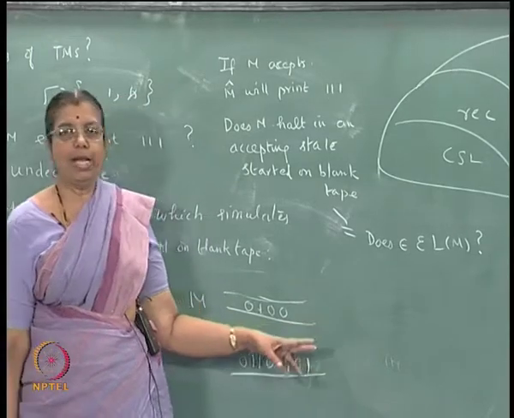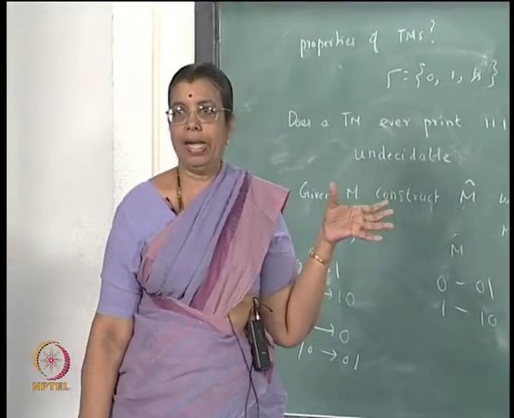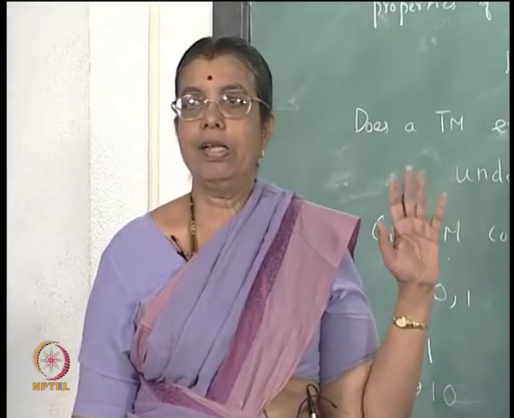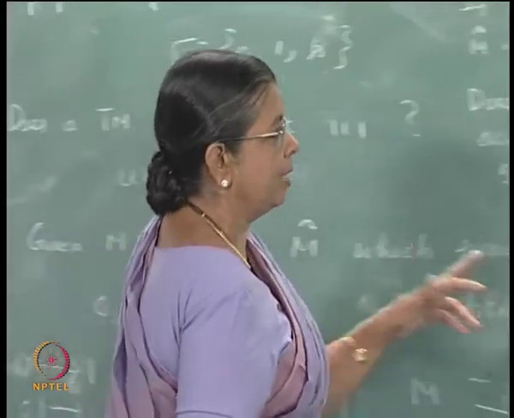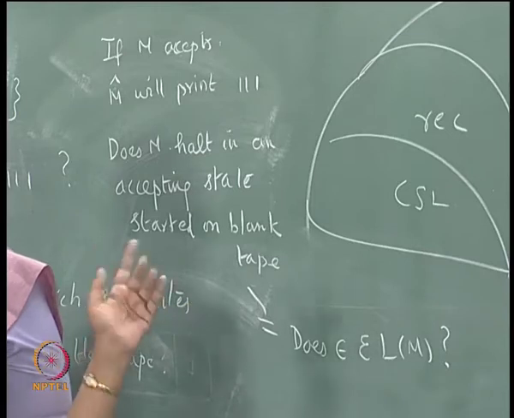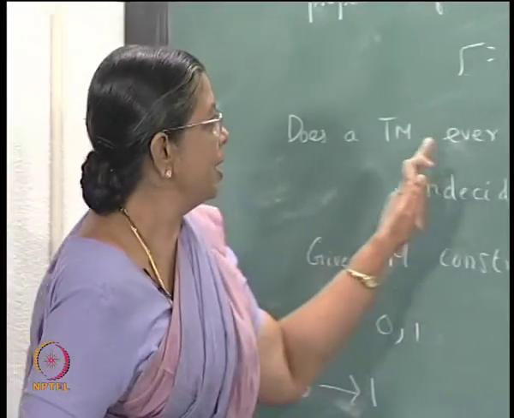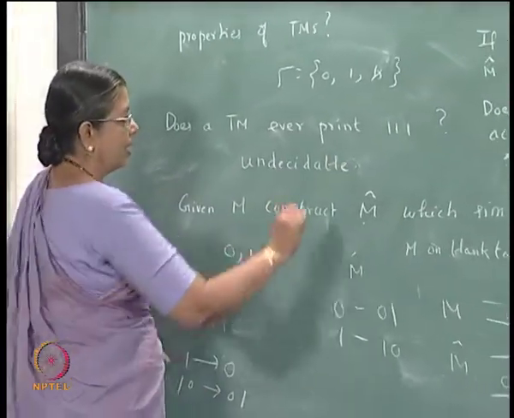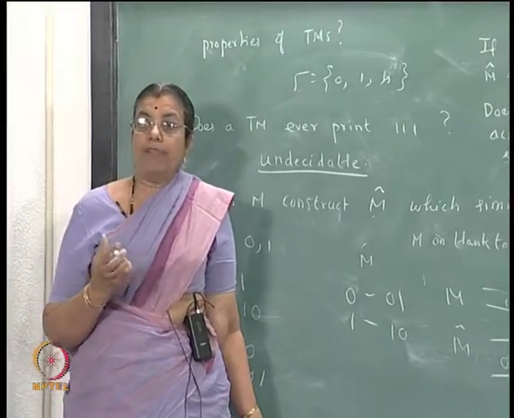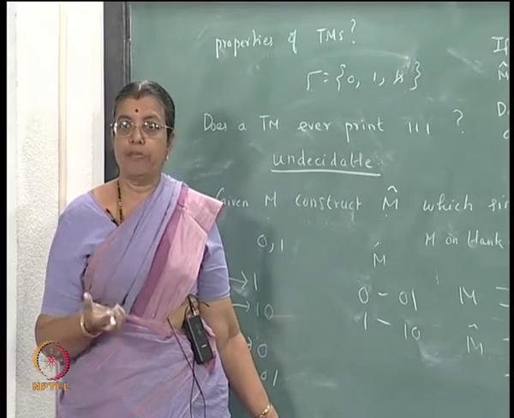Now, if you assume that the problem whether the Turing machine will print 3 ones at any time is decidable, then you come to the conclusion that does epsilon belong to L of M is decidable, but that is an undecidable problem. So, does a Turing machine ever print 3 ones? This is undecidable. Now, this is a property of the Turing machine. It is not a property of the recursively enumerable language, it is a property of the Turing machine.